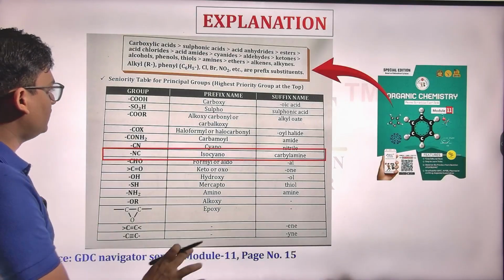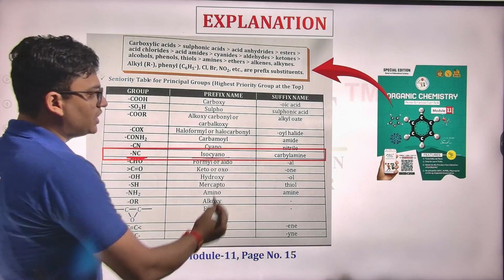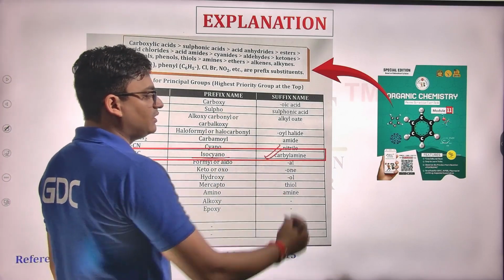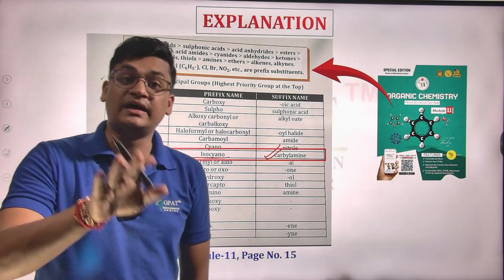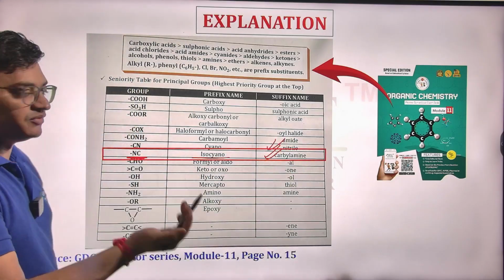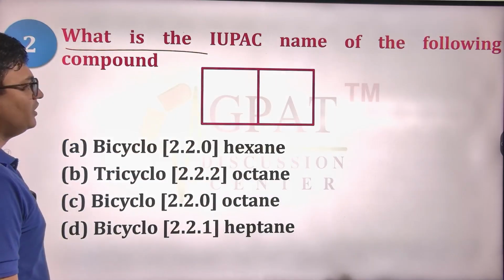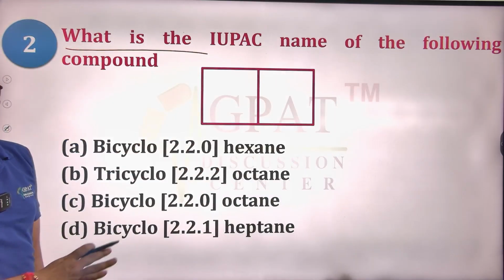This is the priority table, and we can see NC will have the prefix name isocyano and the suffix name carbylamine, and for CN, that is nitrile, the suffix name is nitrile and cyano is its prefix name. Moving to the next question, what is the IUPAC name of the following compound? So what will be the IUPAC name of this structure?